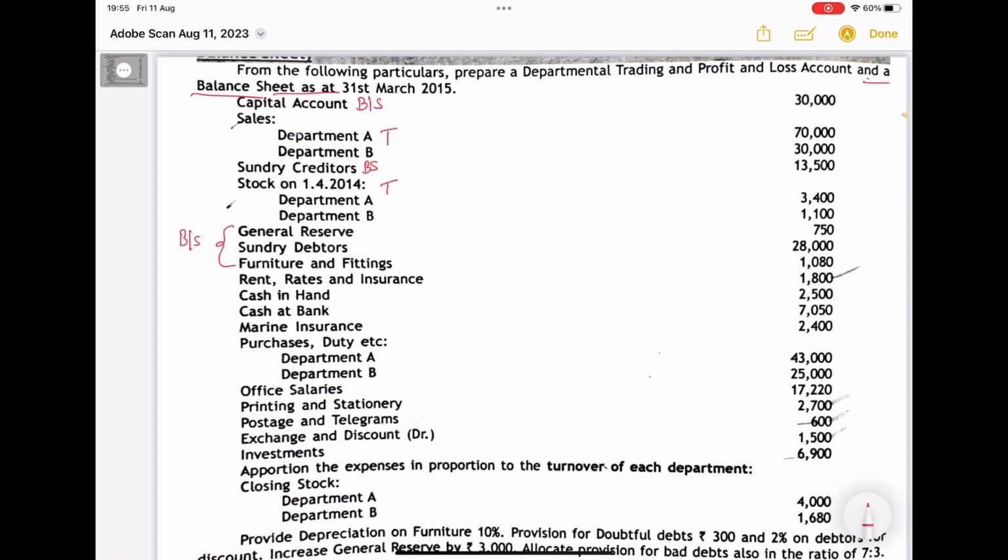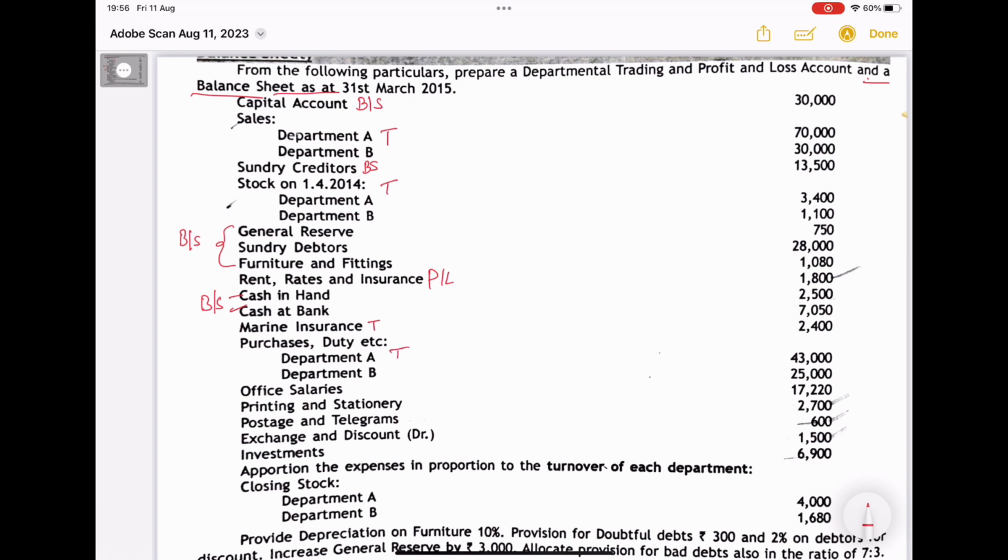I'm not reading the amounts because we are going to solve them in the problem itself. Rent, rates and insurance are related to P&L account. Next, cash in hand and cash at bank are related to balance sheet. Next, marine insurance. Marine insurance is an expenditure related to P&L or trading account. Purchase duties for department A and B, trading account.